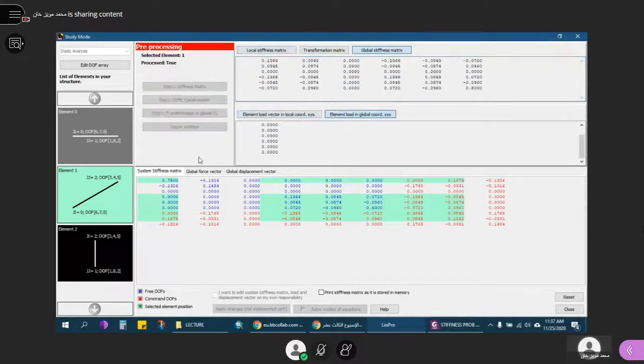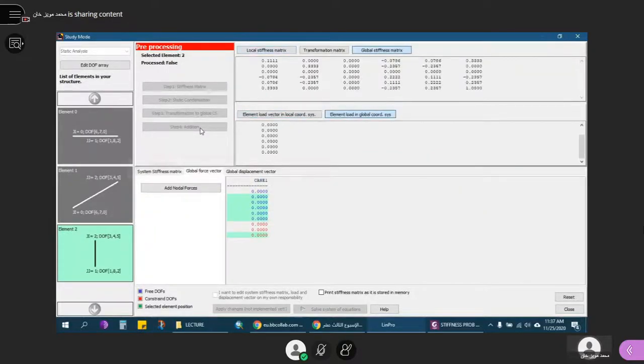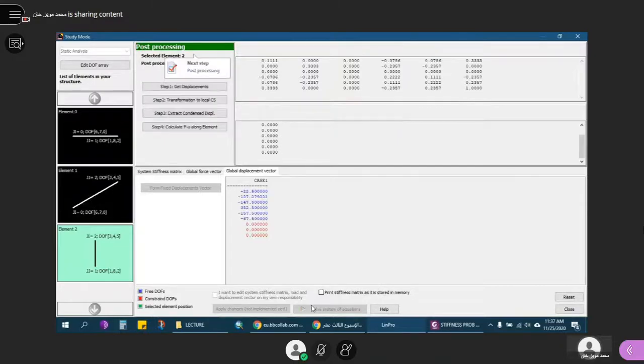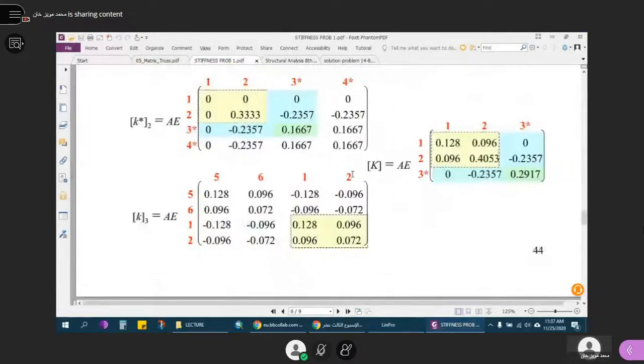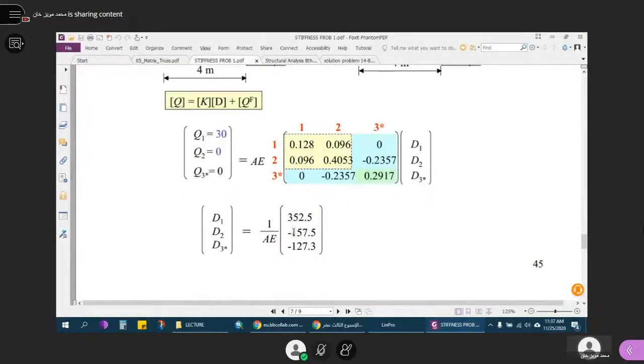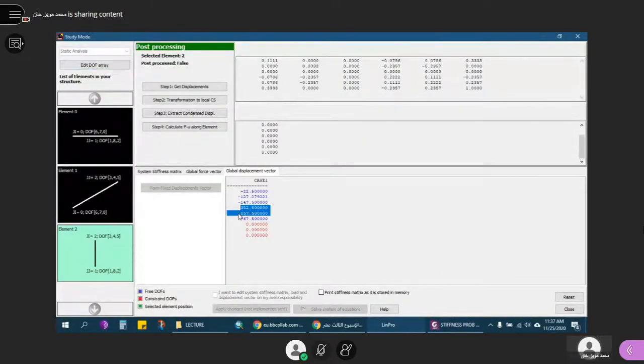Next, both of these you have already done. Next, this is the one. So now add nodal forces. Next, solve the system of equations. As you can see here, what are the displacements we have? 352, 157, 127. As you can see here, 352, 157, 67. All right. So this is how.